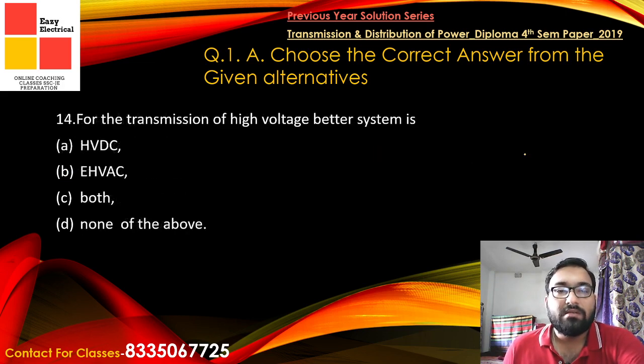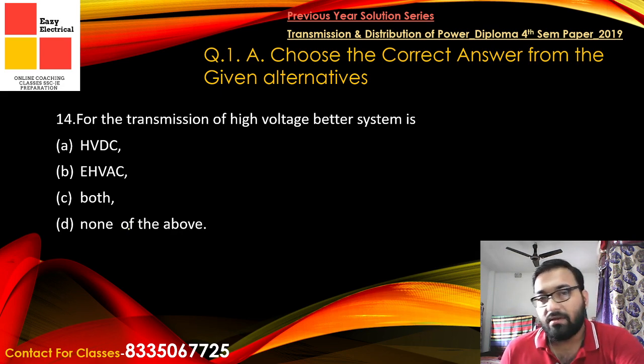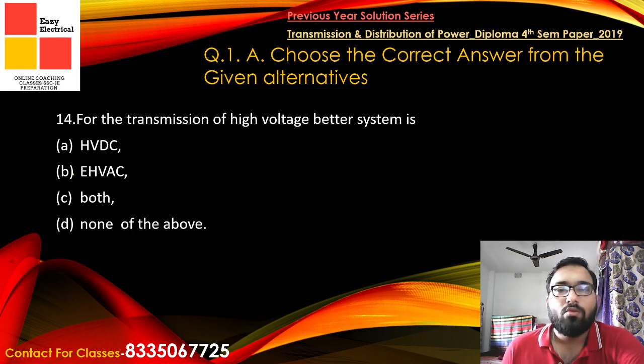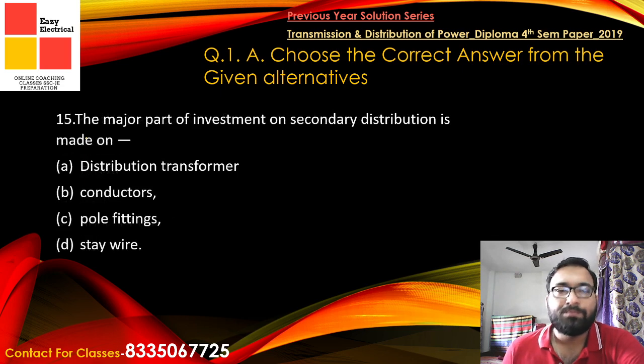The next question is, for transmission of high voltage, which is the better system: HVDC, HVAC, both or none of these. We generally know that if we use HVDC for transmission, the power loss is very negligible. Due to the negligible power loss, we generally prefer HVDC. Some such systems are also there in our power systems, in India also.